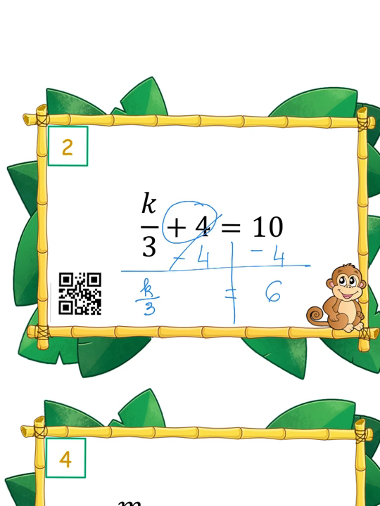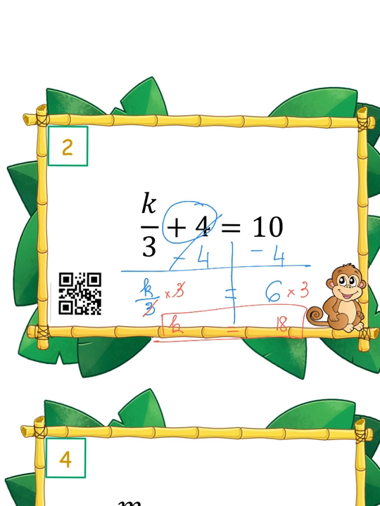k divided by 3. So what is the inverse of division? Multiplication. So I multiply by 3 on both sides. So 3 divided by 3, I'm left with k. 6 times 3 is 18. So k equals 18.